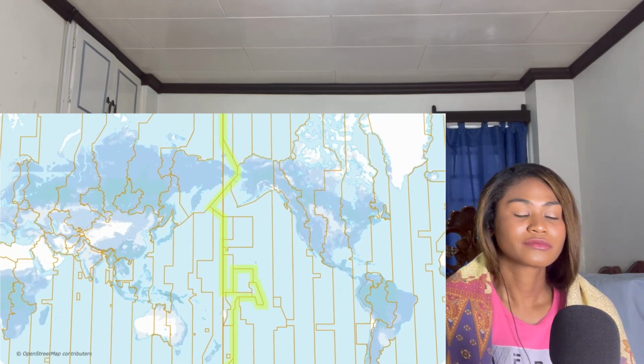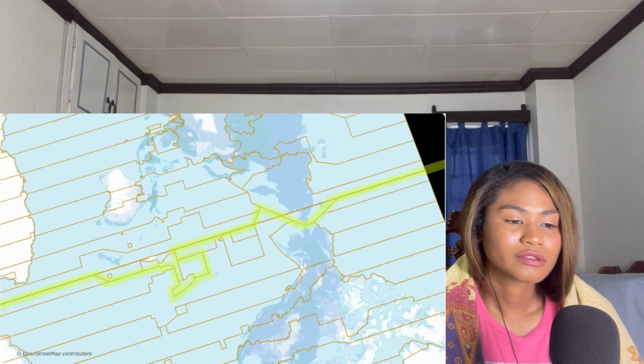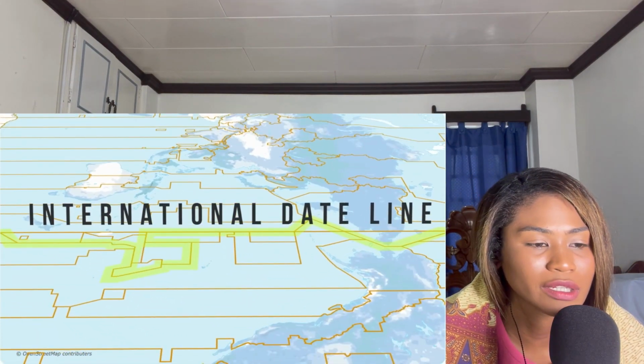This mess is the International Dateline. This is where Greenwich Mean Time plus 12 or minus 12 ends up at this line, which is where a new day starts. So let me give you an example of what this would look like.